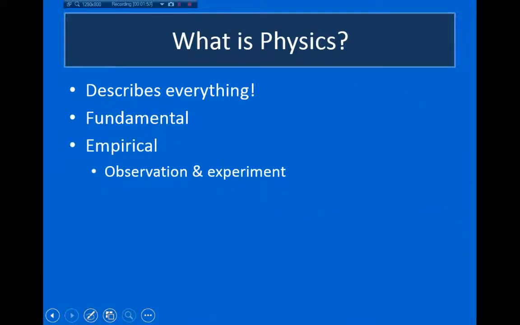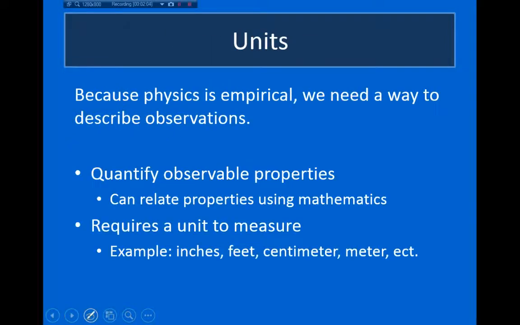Now, one of the things that physics has in common with other areas of science is that physics is an empirical science. What this means is that everything that we've learned about physics comes from experimentation and observation. Because of this, we need to have some kind of systematic way of describing the observations that we see. One of the most fruitful ways that we found to describe our observations is by quantifying observable properties. This has two major advantages. The first is it allows us to very precisely describe an observation. The second is that it allows us to discuss the relationship between different types of properties using mathematics.